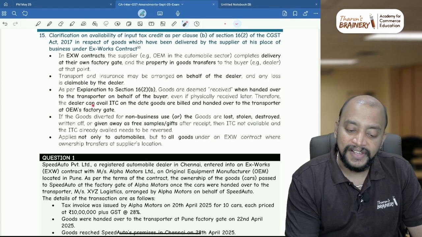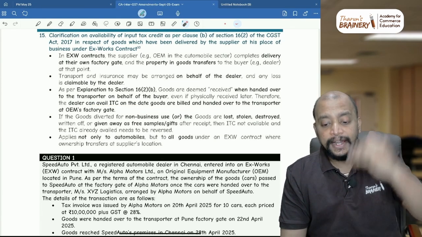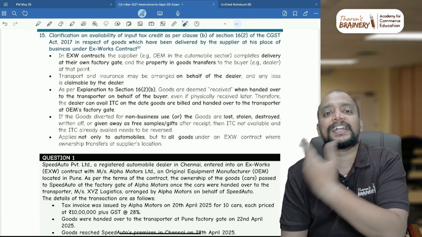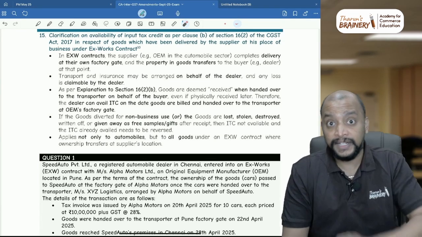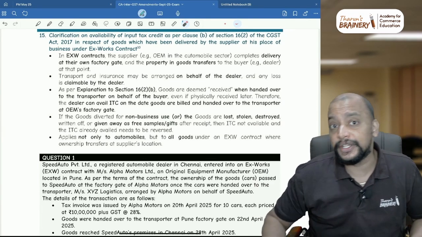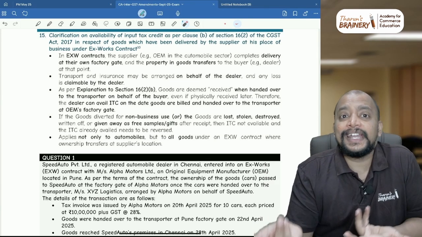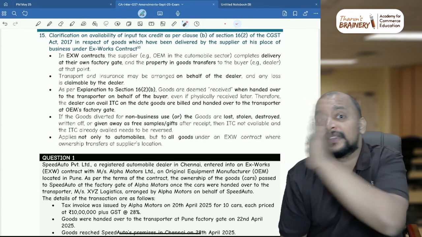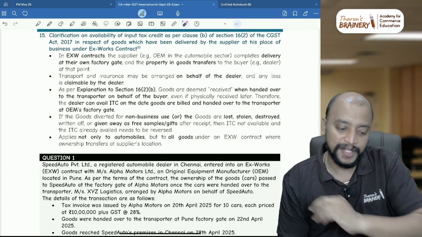Okay. So, in our example, July 28th, handed over to transporter, but the goods are actually received on August 3rd. Therefore, the dealer can avail ITC on the date on which goods are billed and handed over to the transporter at the OEM's factory gate. At my factory gate itself, as and when the goods are handed over, it is deemed that you have received the goods. So therefore you can take ITC for which month in our example? July month or August month? July month. You can take ITC, not in August month.